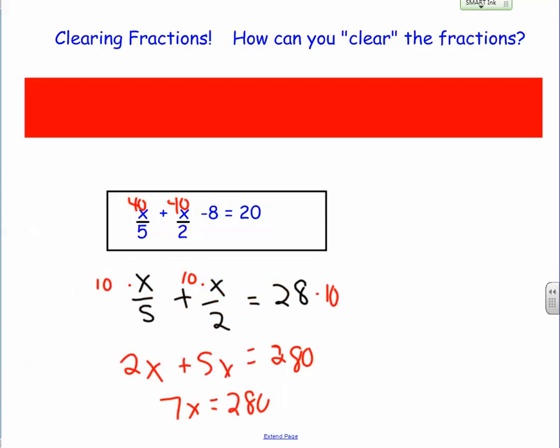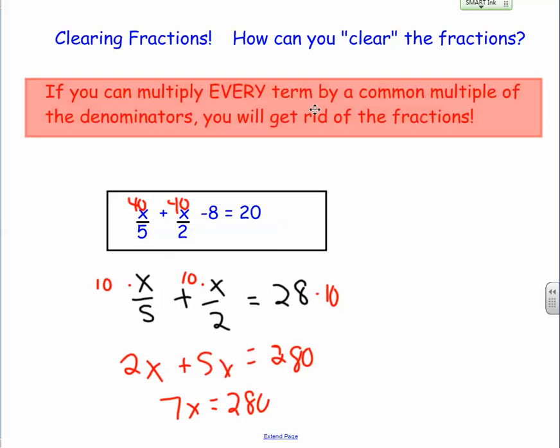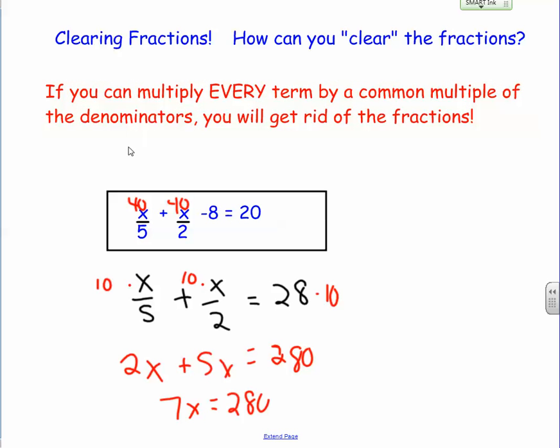All right, then I had you try another one with your group and on your own. And again, how do you clear the fractions? You have to multiply every term by the common multiple of the denominators. First thing is to add 8, and you have 28 here. So the problem becomes x over 5 plus x over 2 equals 28. Then you all knew to clear the fractions by multiplying each term by 10. So 10/5 is 2, so we get 2x. 10/2 is 5, 5x. And 28 times 10 is 280. Combine your like terms, 7x is 280, and divide both sides by 7, and you get 40.